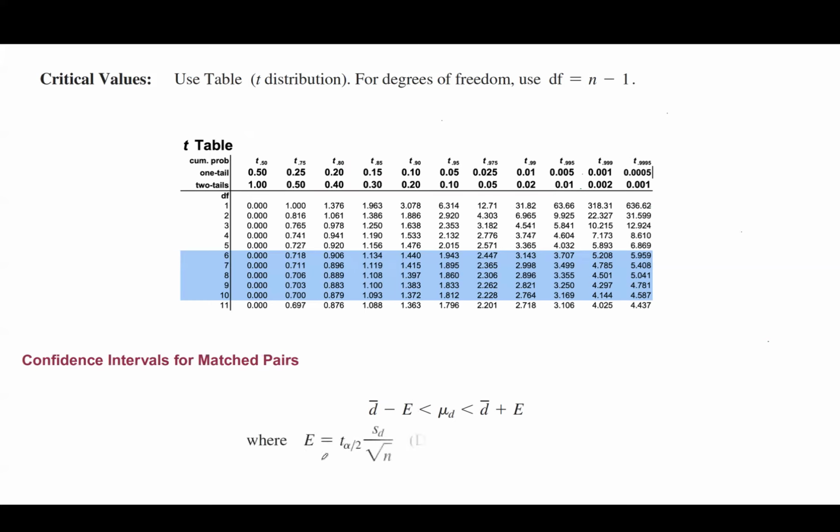Remember that the margin of error also follows a different formula: the critical value times S sub d divided by the square root of n. And again, the degrees of freedom is going to be n minus 1. So let us go over one example.